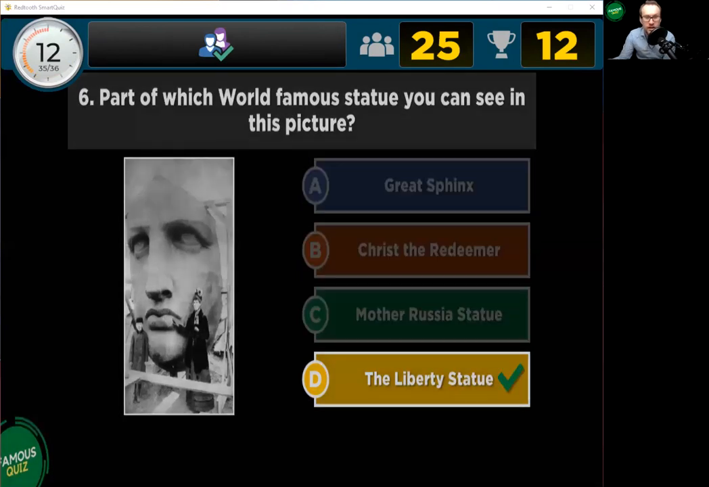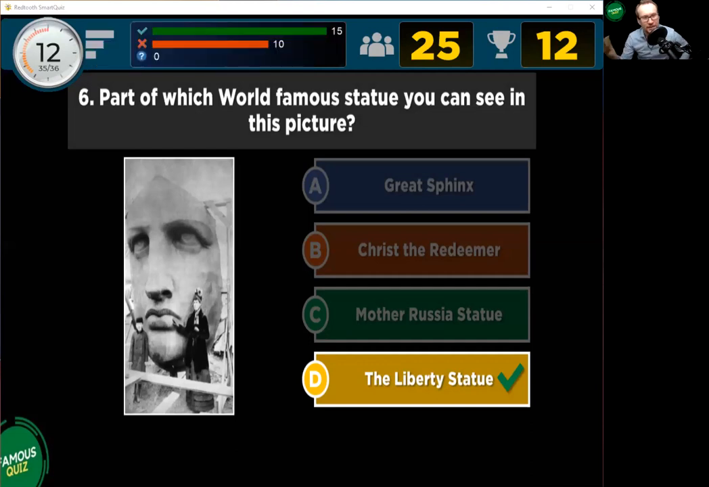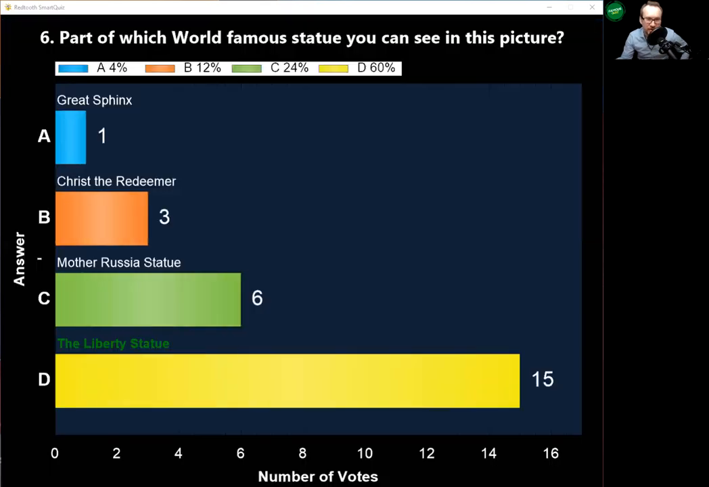The correct answer is the Liberty statue, or the Statue of Liberty in the USA, obviously in New York. Yes. So this was when they were building this statue. Let's see how many correct answers. 15 correct answers. Well, I'm a bit curious to see Great Sphinx. Really, guys? Great Sphinx? Yes, it could be Christ the Redeemer. Could be. Mother Russia also could be. But yeah, this is the Liberty statue. 15 correct answers. Perfect.